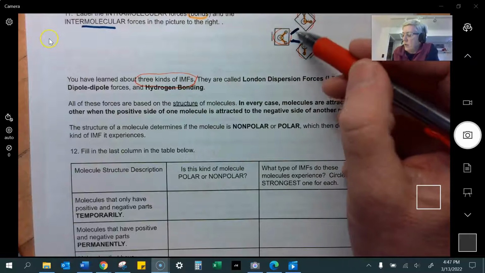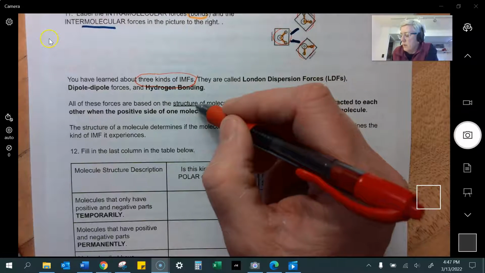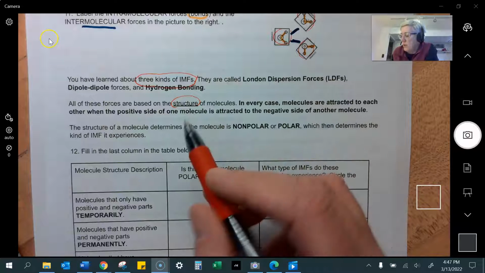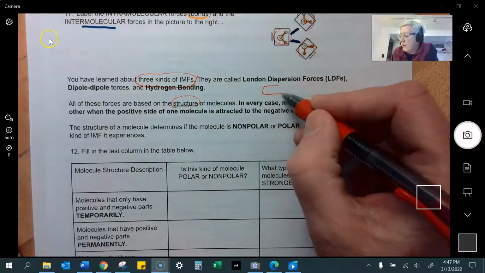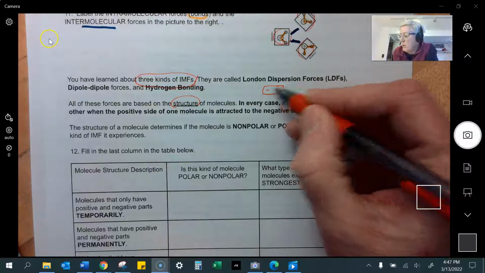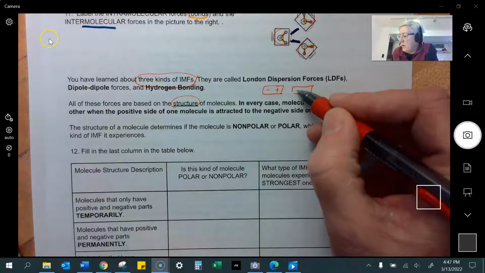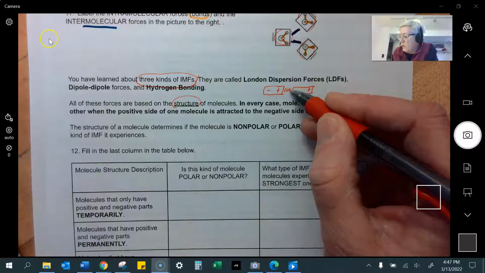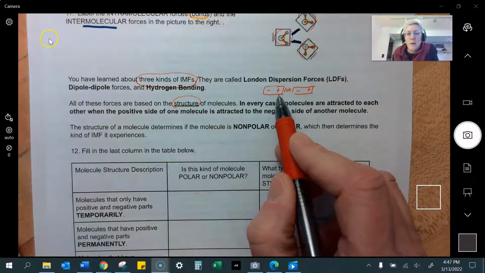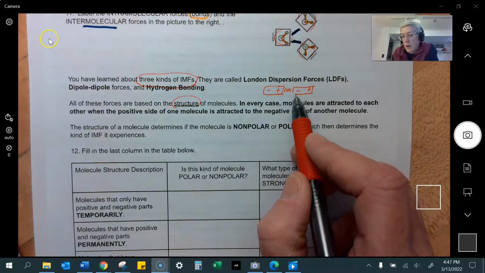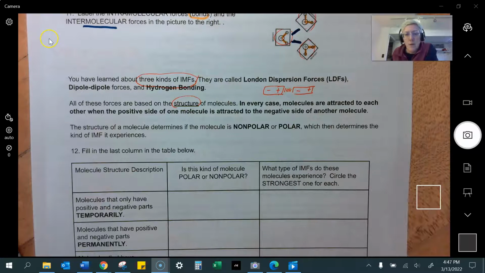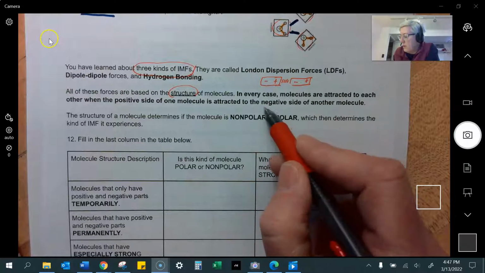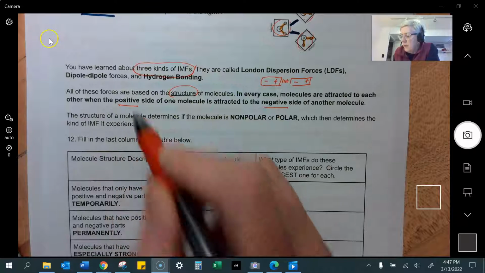All right, and these forces are based upon the structure of the molecule. In every single case, they're attracted to each other. The negative side of one thing, I'll just do some generic molecules here, is attracted to the positive side of the other thing. Every single time, no matter what, the force is opposites attract. The positive end of one molecule is attracted to the negative end of the other molecule every single time. Sometimes it's stronger and weaker, but that's always the case. It's always between the negative of one and the positive of the other one.